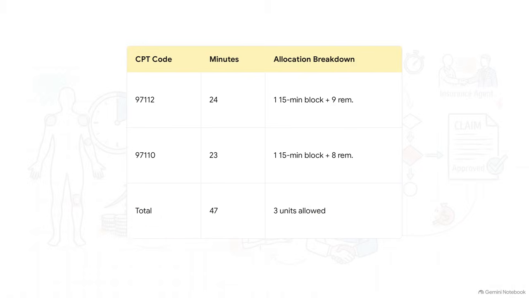Next up, we assign our 15-minute blocks. The 24 minutes of 97112 gives us 1 block, and that leaves 9 minutes left over. The 23 minutes of 97110 gives us 1 block, leaving 8 minutes left over. So we've got a 9 versus 8 remainder showdown for that third unit. The crucial rule you need to remember here is the tiebreaker rule. Any additional allowable units go to the service with the most remaining minutes. Because 9 is greater than 8, 97112 wins the extra unit. The compliant final result is 2 units of 97112 plus 1 unit of 97110.